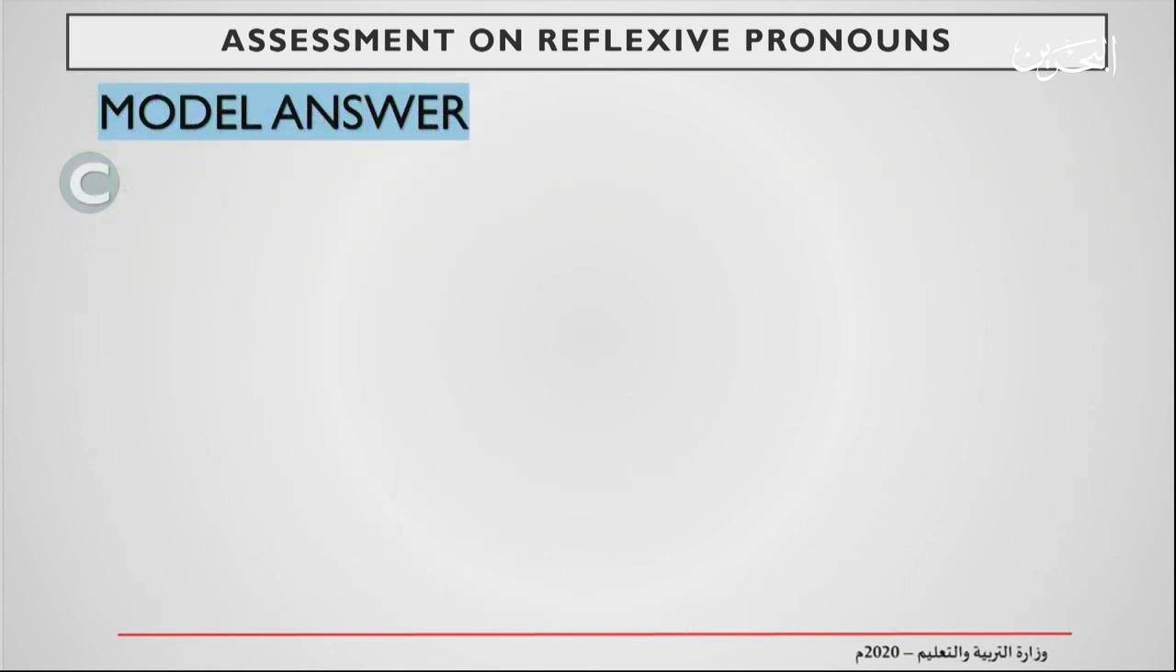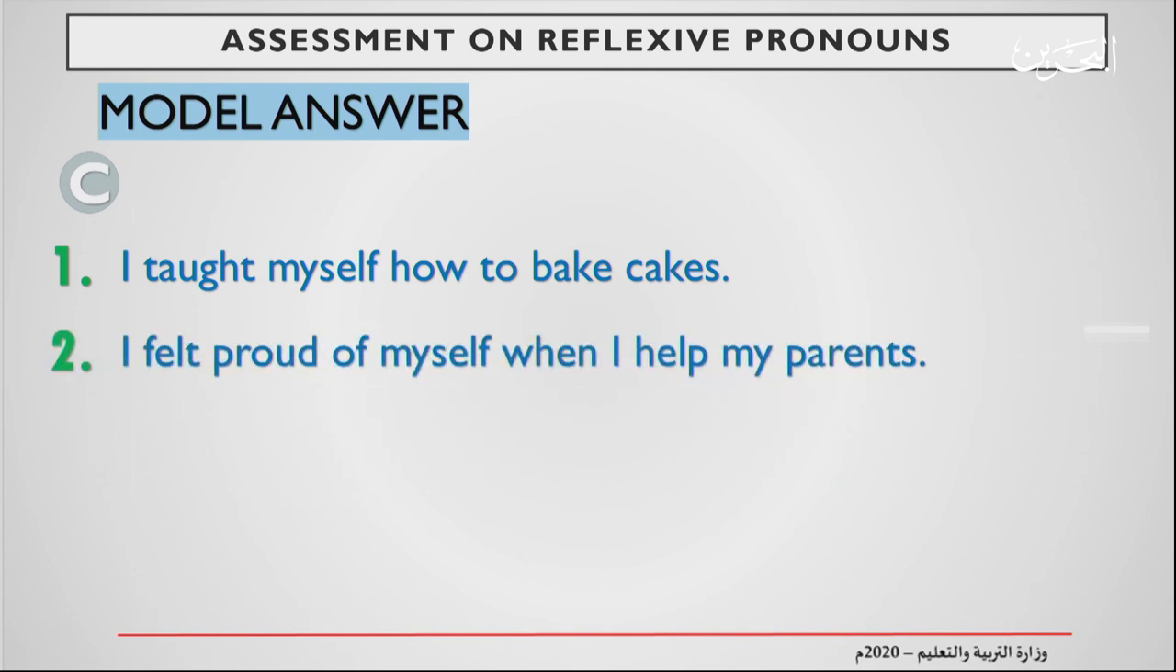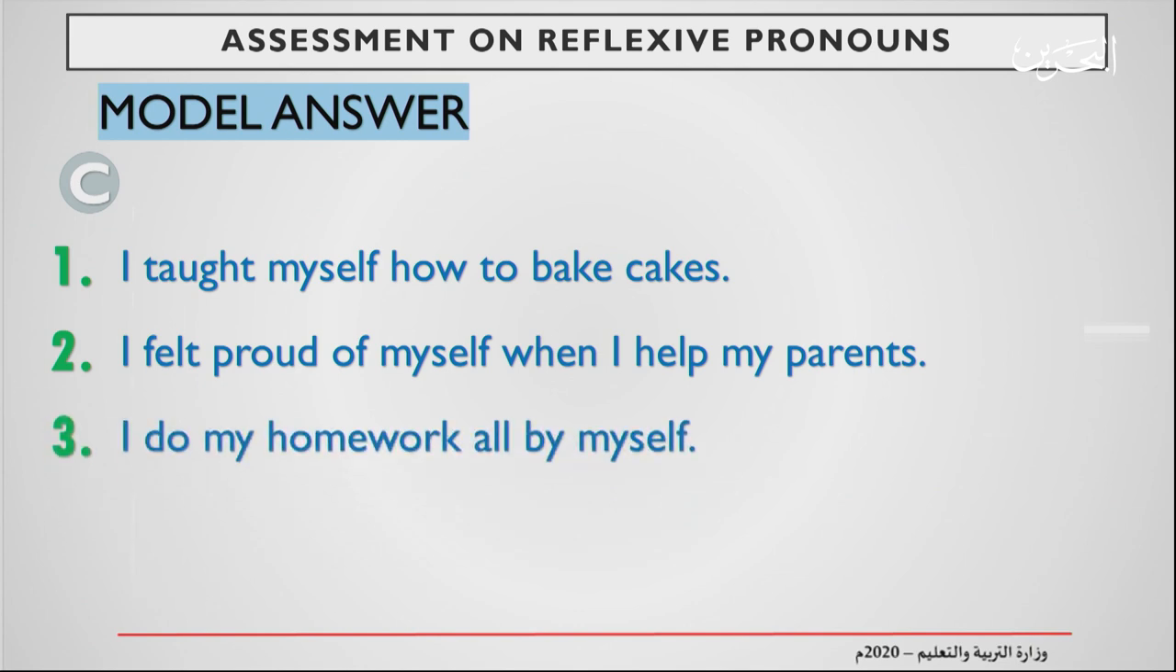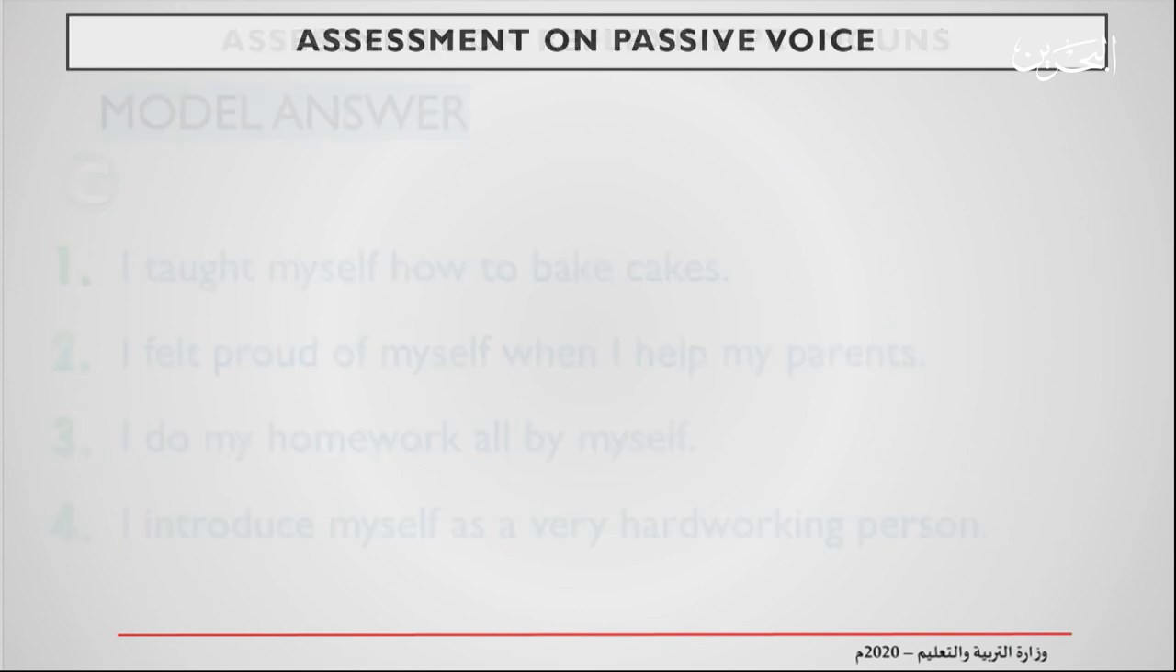Now let's jump to the model answers of question C. First one, I taught myself how to bake cakes. Now this model answer should be different to yours, but do not worry. Compare them both. Second one, I felt proud of myself when I helped my parents. Three, I do my homework all by myself. Four, I introduce myself as a very hardworking person. Give yourself a mark and let's carry on.